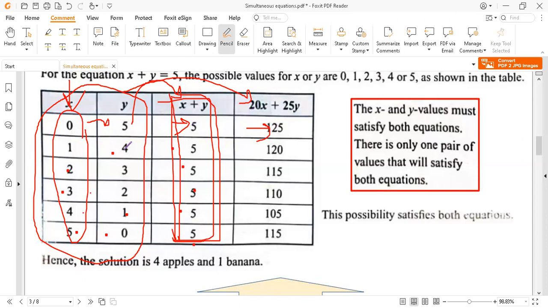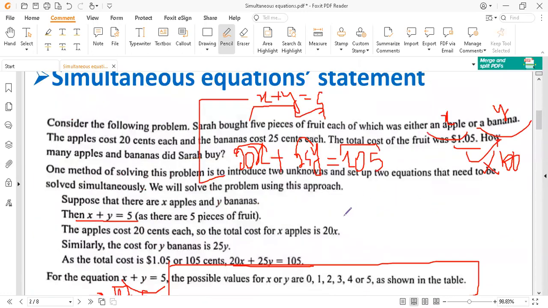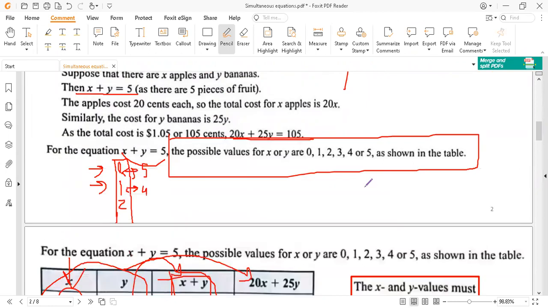25 by 4 will obtain 100, 120. Okay, 2 by 20, 40, 3 by 25, 75, and adding them will obtain 115, and so on. Normally, we can remark clearly that one of these values, for x equal to 4 and y equal to 1, we will obtain for the first equation is well verified by the result 5, and the second one is well verified by 1 or 5 that we are searching for its matching.